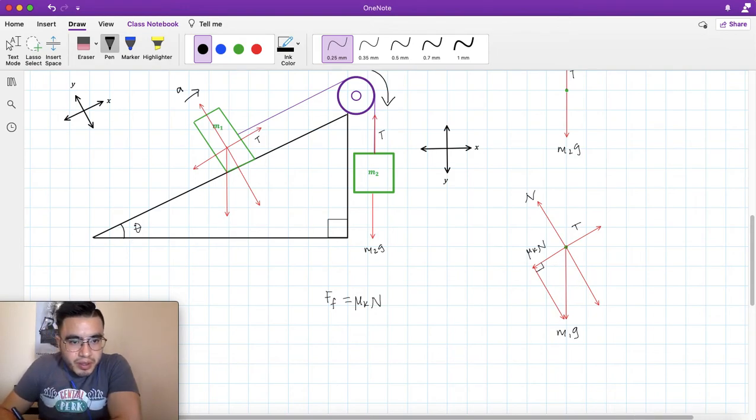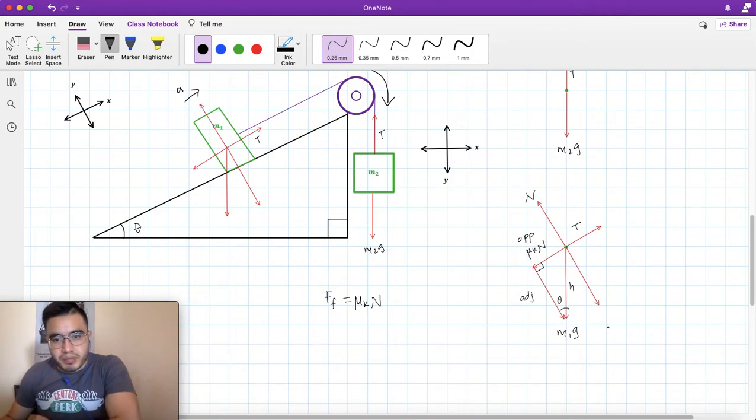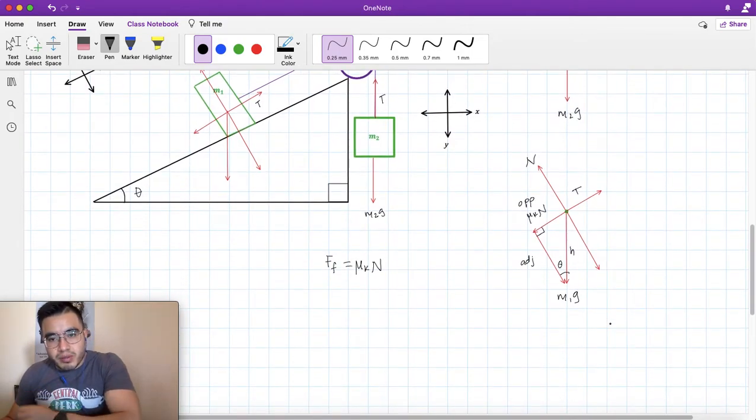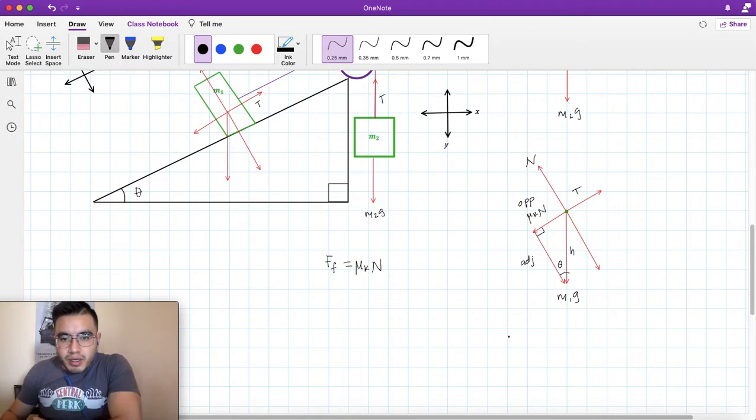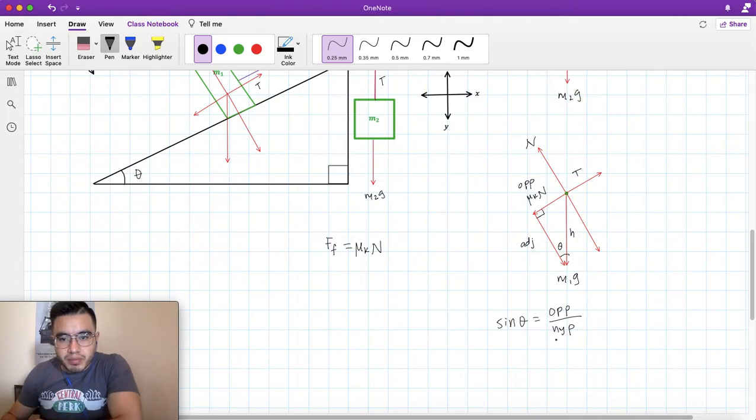And notice this is theta, so the corresponding theta will be here. This is the opposite of theta, and this is the adjacent. And this is the hypotenuse, which is the weight of the object, okay? So let's use trig. We start with sine from SOHCAHTOA. Sine of theta is equal to the opposite divided by the hypotenuse.